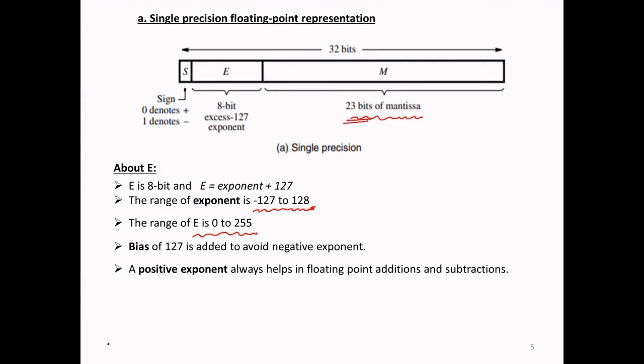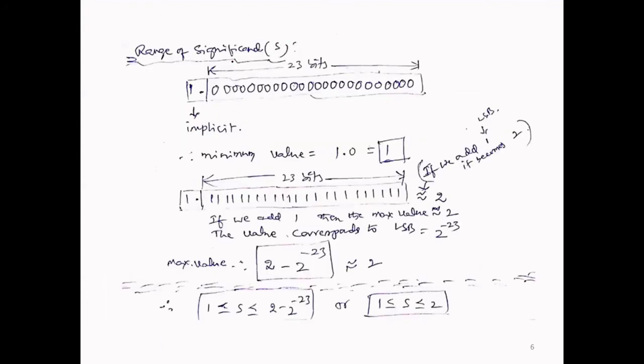Let us see about the Mantissa here. Sometimes we can call the Mantissa the significand. Let us see the range of the significand. This is all zeros, that is the minimum value. Observe here, all ones, that is the maximum value. That is the Mantissa, 23 bits, right?